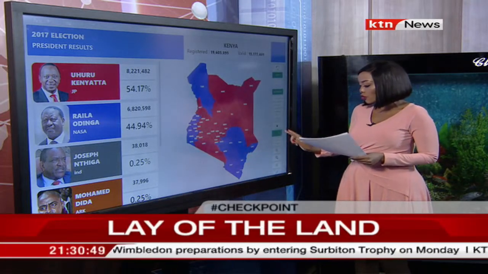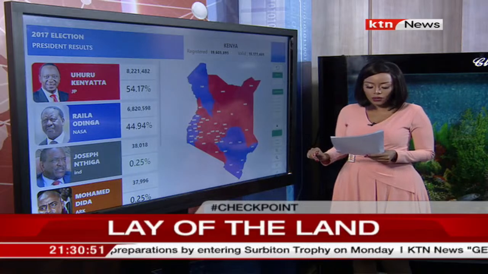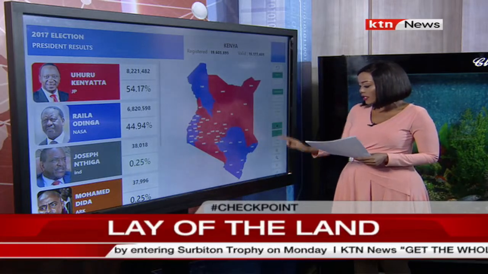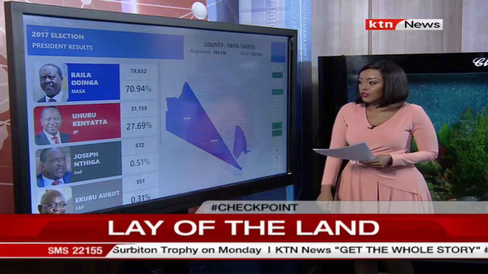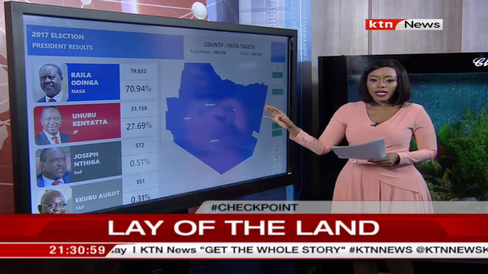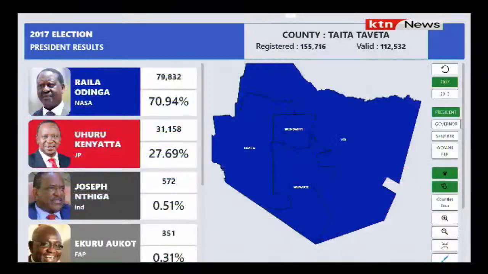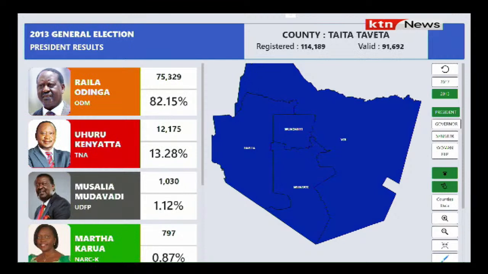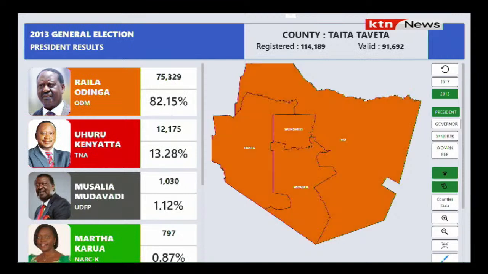So let's take you to yet another, the third county. And this is Taita Taveta. Here we go, right here. So we get into that one. Again, it was a blue wave, and that's a win for Raila Odinga in the last election, 2017, 79,832 votes. In 2013 as well, Raila carried the day in this county. You can see the difference there.